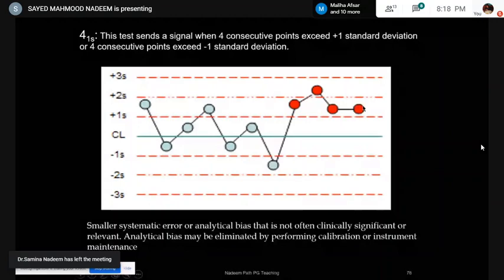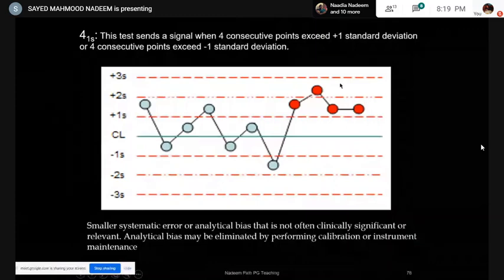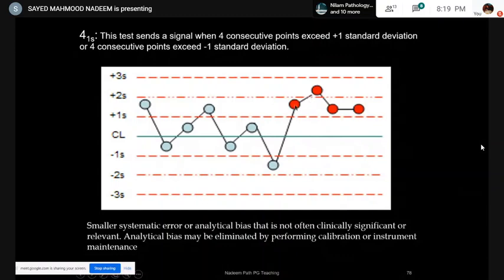Now, because this is not an interactive class, otherwise I would have asked you whether this is within run or across run, whether it is within material or across material. As you can see, the time span is 4 consecutive days. So this is an across run. And since this is only one material, it is within material, across run, 4 consecutive points on one side with 1 SD deviation. So this is the 4-1S rule.